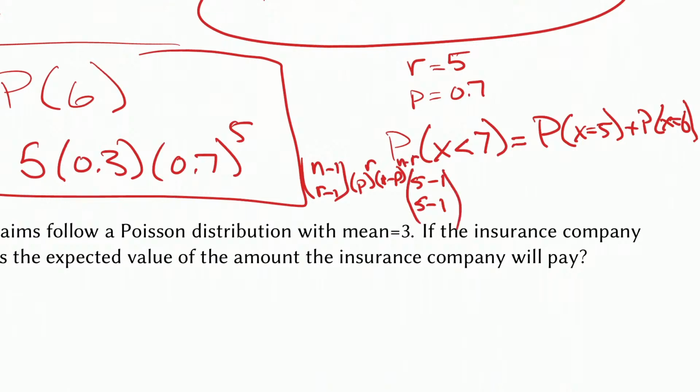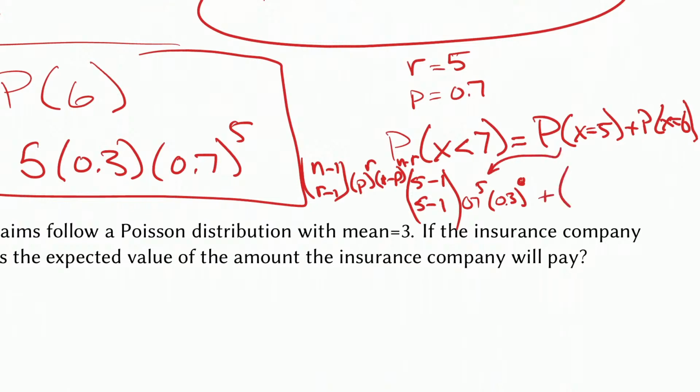Sorry about that. But anyway, x equals 5 will be 5 minus 1, choose 5 minus 1, times p to the fifth times 1 minus p to the 0. And p here is 0.7, so I should really change this to 0.7. There we go. So this will be 0.7 to the fifth and 0.3 to the 0. So that's the probability that x equals 5.